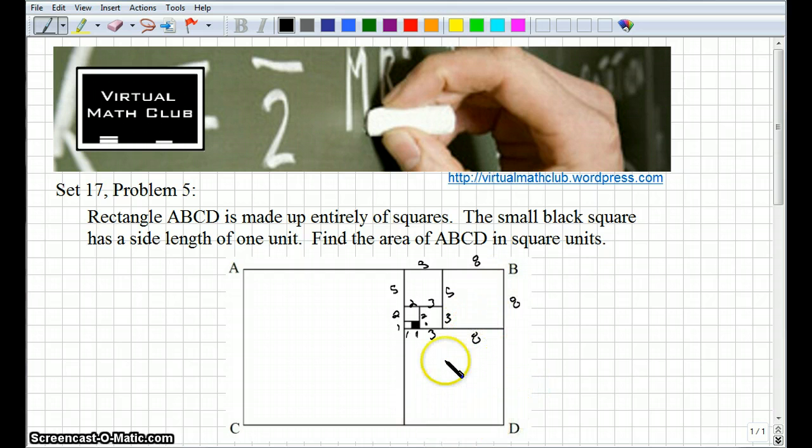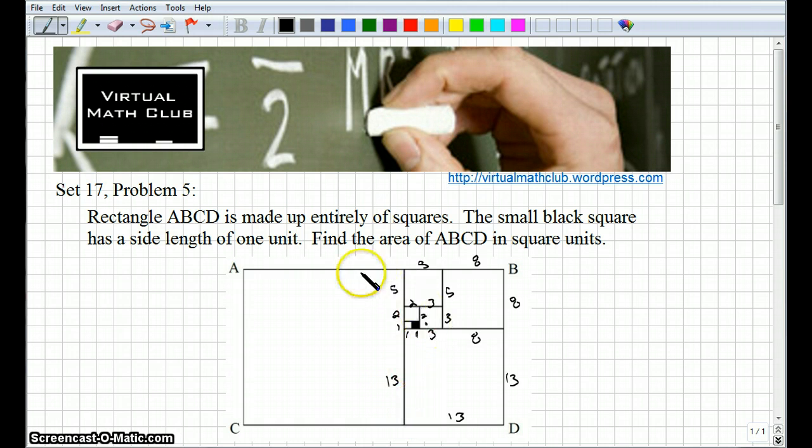And now this square down here with D at the corner is adjacent to this 8 by 8, a 3 by 3, and a couple of 1 by 1s. So that's 11, 12, 13. So this one has to have a side of 13. I can write 13 down here, 13 here.